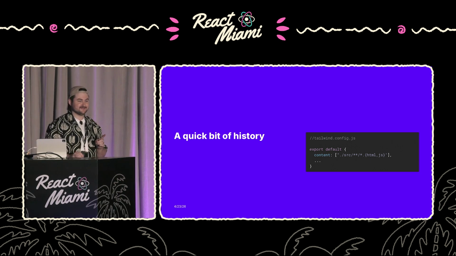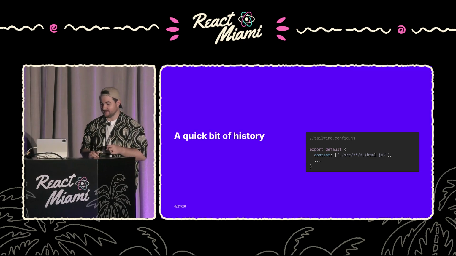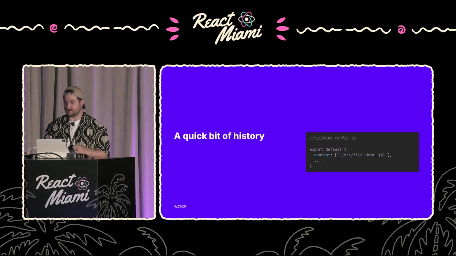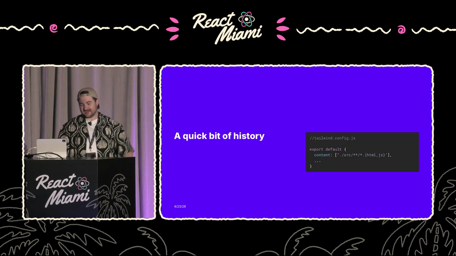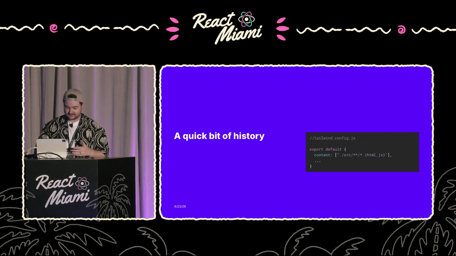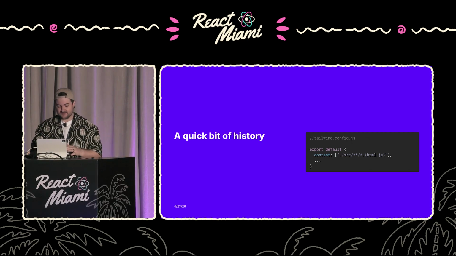Now, a quick bit of history. In older versions of Tailwind, you had to manually tell it where your files were and where to look for utility classes. Raise of hand, who remembers the content array in the Tailwind config file? Yeah, that's where we had to manually list out all of the files and the paths where we wanted Tailwind to work. And if you forgot one, it just wouldn't work. I know we've all been there.